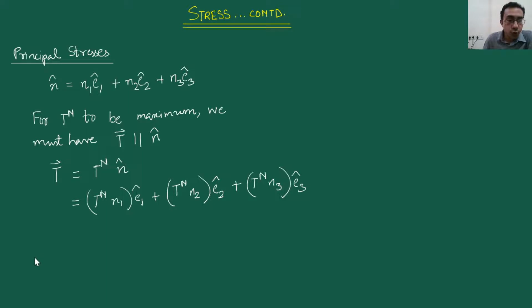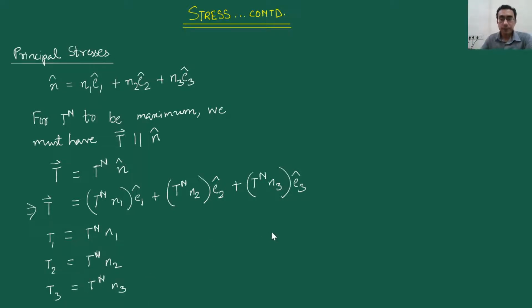However, we could have also represented it in another fashion, and that would be by using the Cauchy's formula. But before we do that, we will write this entire equation, which is basically a vector equation, in terms of components. It's very easy, but we'll still do it for the sake of completeness. So it will be T1 equal to Tn n1, T2 equal to Tn n2, and T3 equal to Tn n3. That's very easy.